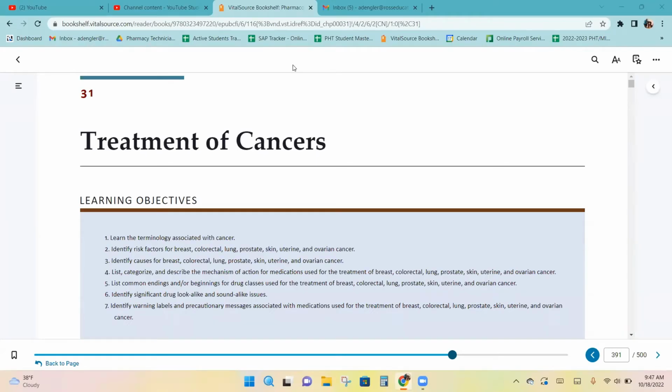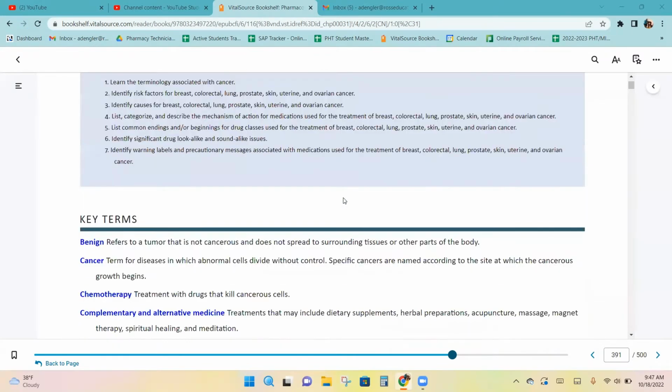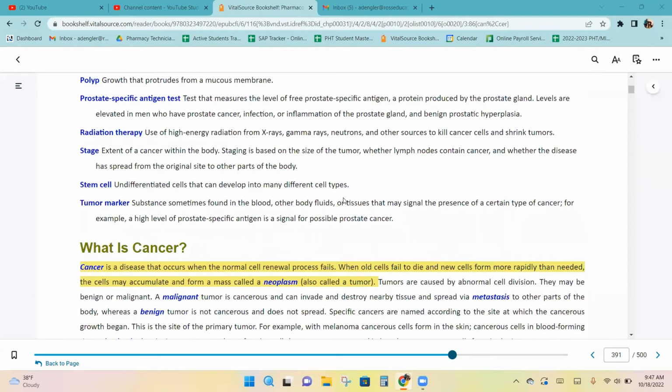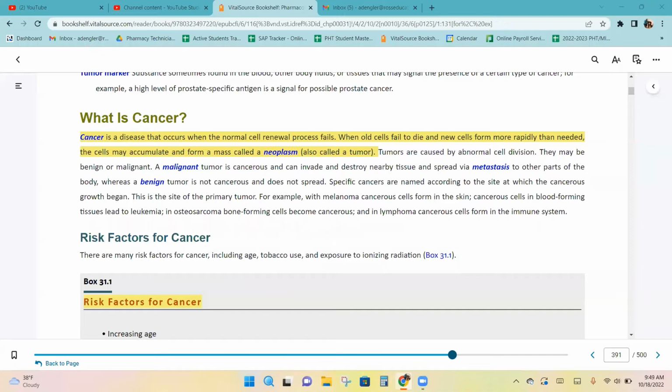Chapter 31, Treatment of Cancers. We'll skip over the terms and definitions. We'll cover them in the chapter.